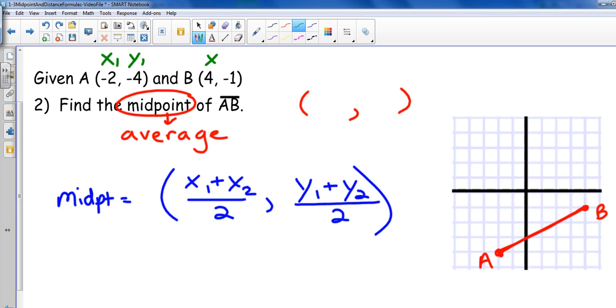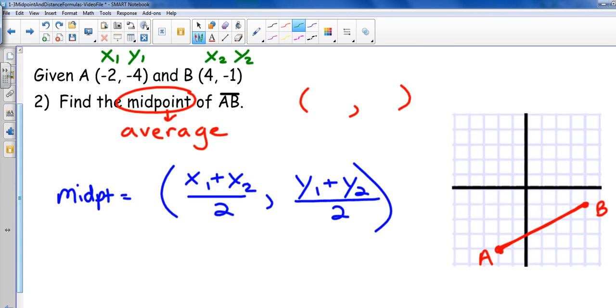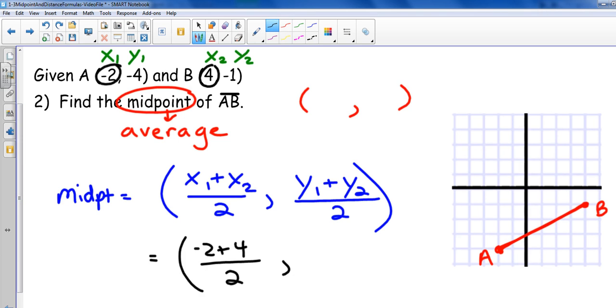I'm relabeling my x1, y1, x2, y2. Again, the order does not matter, but keep your 1's together and your 2's together. And now I'm going to go ahead and plug in my formula. So I'm taking my x coordinates. I'm looking at -2 and 4. Then I'm going to take my y coordinates, which would be my -4 and my -1. Don't forget to divide by 2.